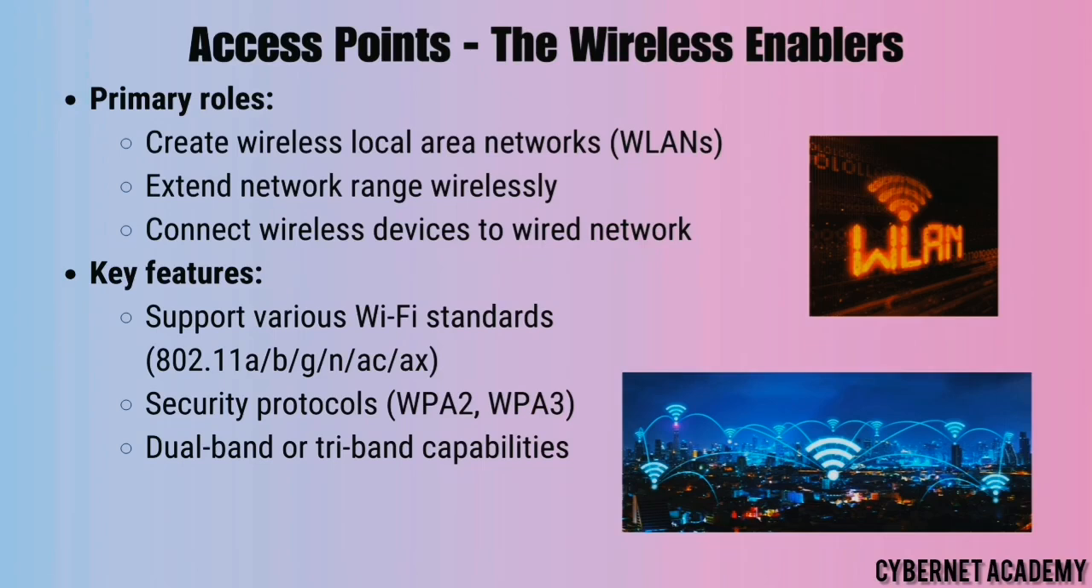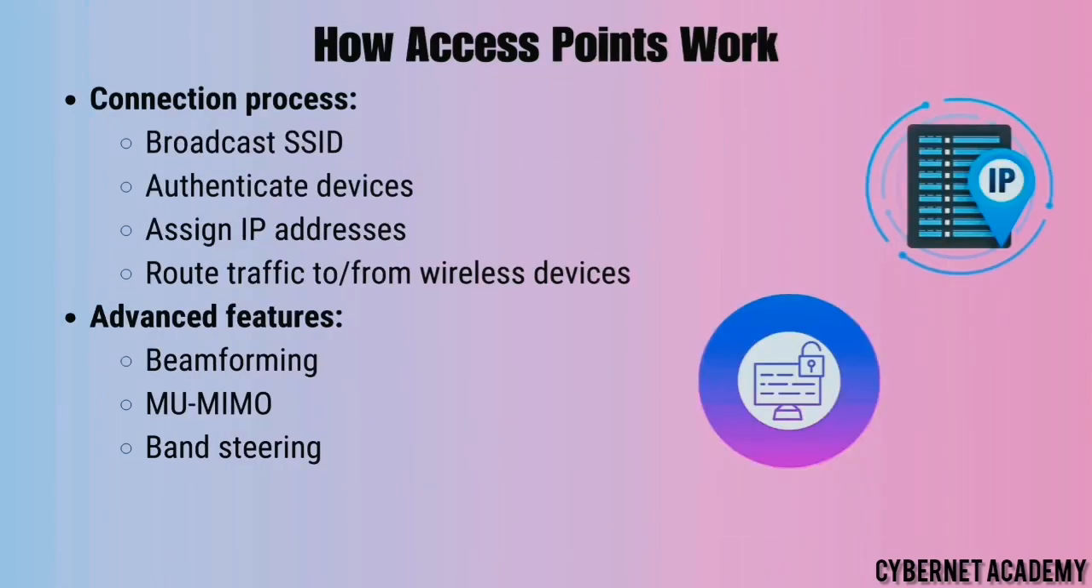So how do access points spread the internet love? Let's see. The access point is connected to your wired network, usually through the router. It broadcasts a signal, your Wi-Fi network name or SSID, saying, "Hey, I've got internet here." Your device says, "Ooh, I want some," and sends a request to connect. The access point checks if your device is allowed. This is where passwords come in.